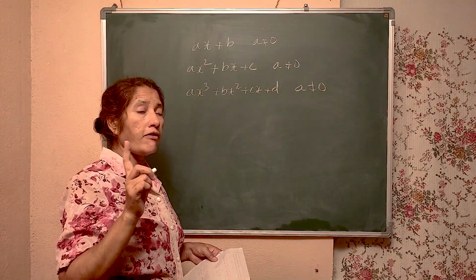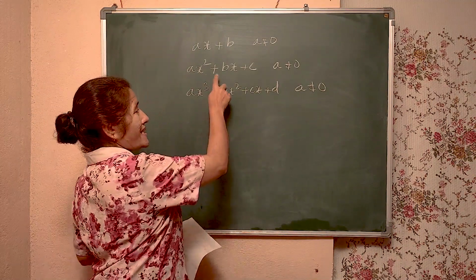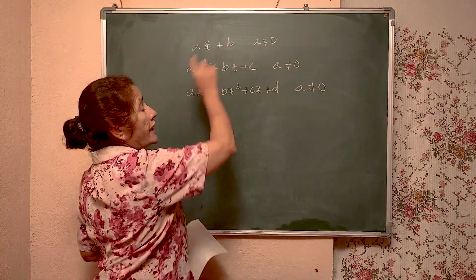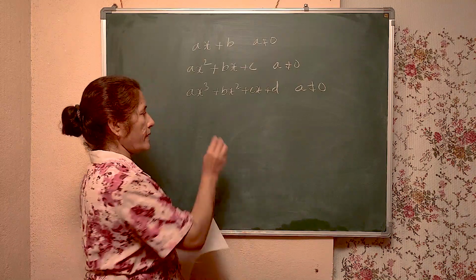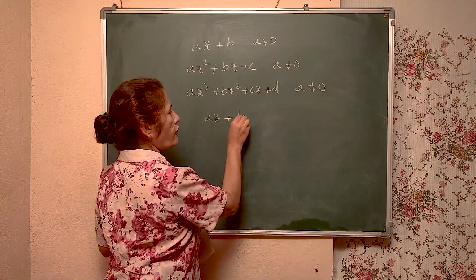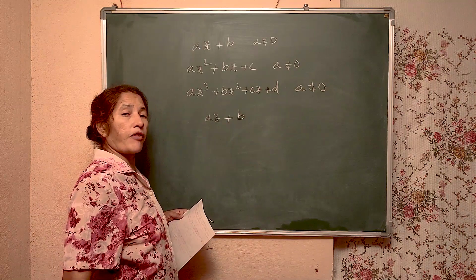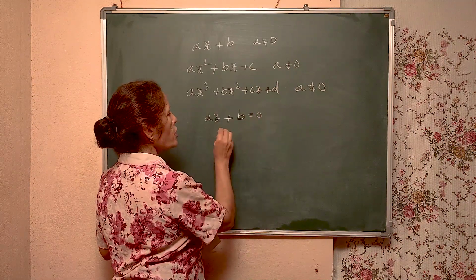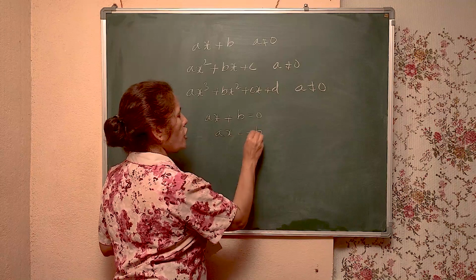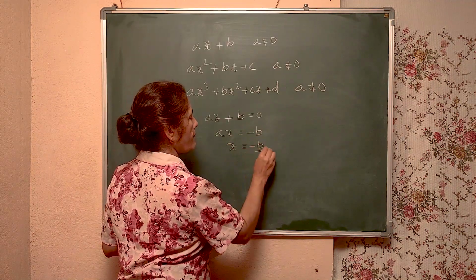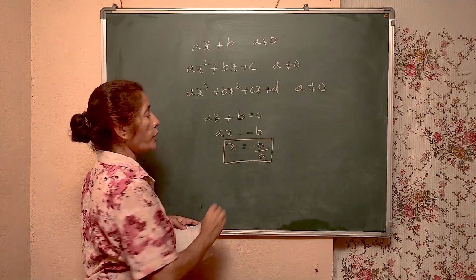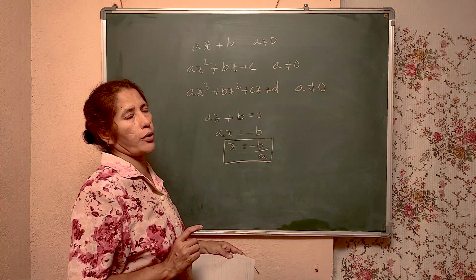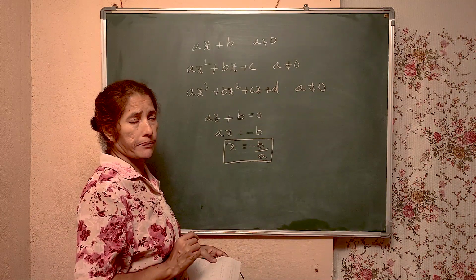A linear polynomial may have at the most 1 zero, quadratic 2 zeros, cubic 3 zeros. Now, what is the zero of a linear polynomial? That we will also be studying. ax plus b is the general form of the linear polynomial. While finding the zero of a linear polynomial, we put ax plus b equal to 0. So, ax is equal to minus b, or x is equal to minus b by a. What is the meaning of zero? If I put this value in the polynomial, I will get the value of that polynomial as 0. That is the meaning of zero of this polynomial.